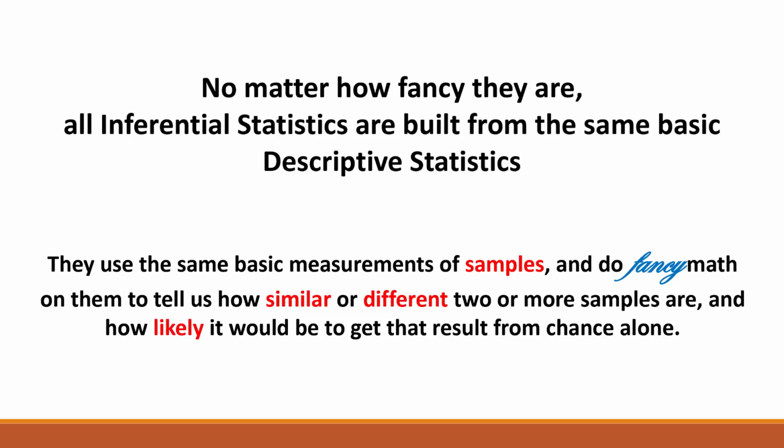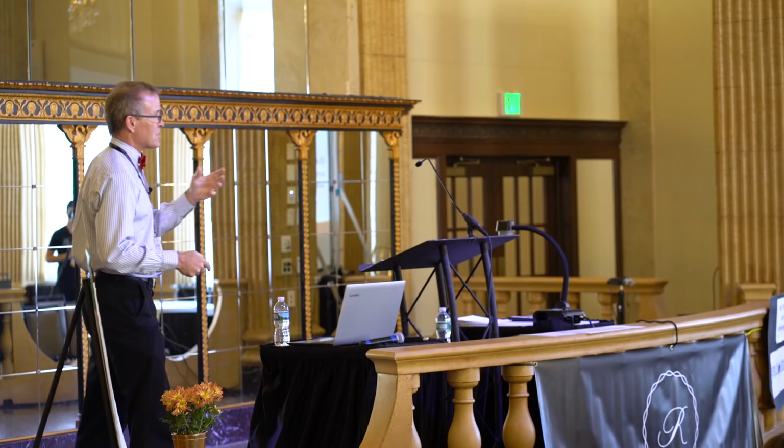No matter how fancy they all are, all inferential statistics are built from the same basic descriptive statistics. Every study you read says it's got some version of a Danish modification to some Finnish version of a multivariate statistic, and it's all written out in language, and your head starts to spin, and you think, I don't think I want to read this anymore. Ultimately, it's all based on those same basic, simple descriptive statistics, which are built up through a very fancy set of mathematical equations. They use the same basic measures of samples.